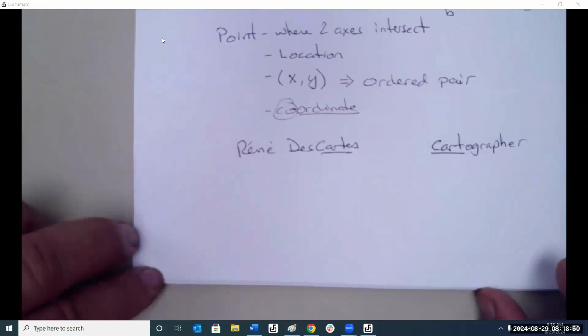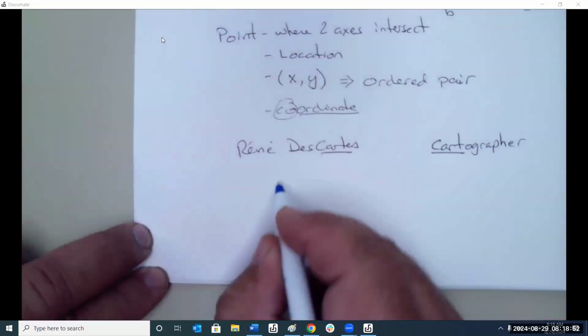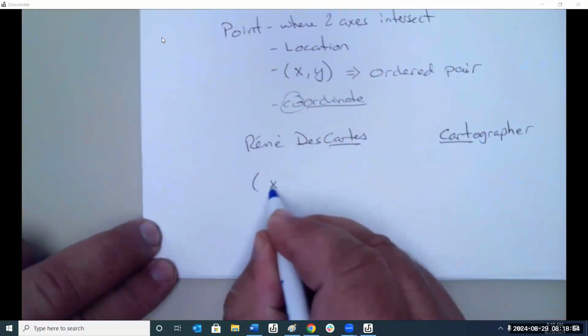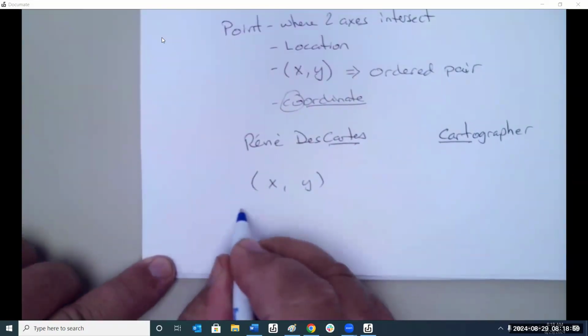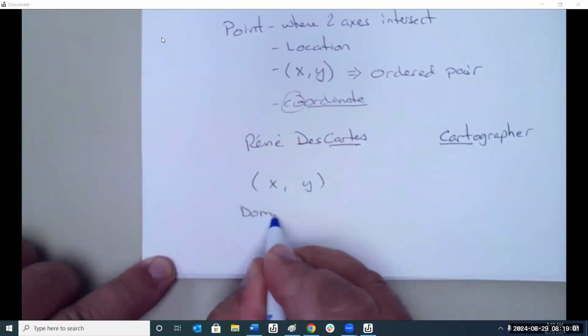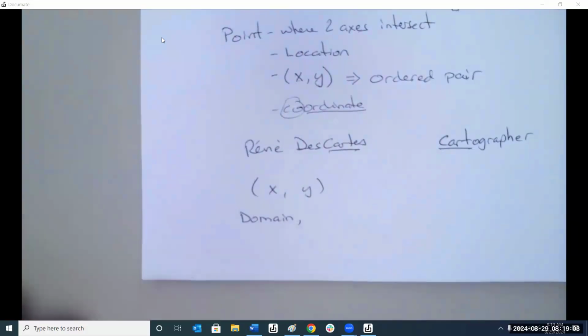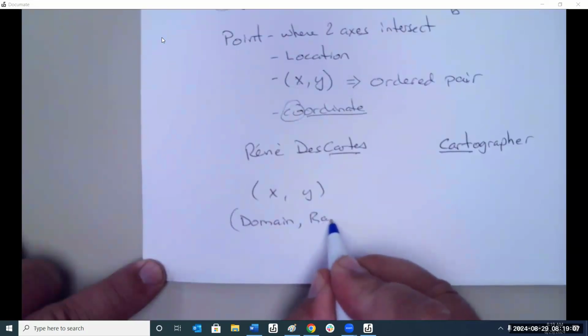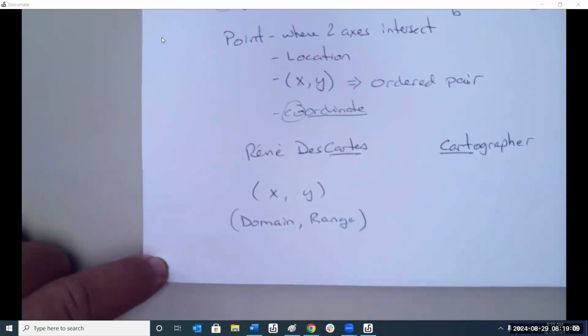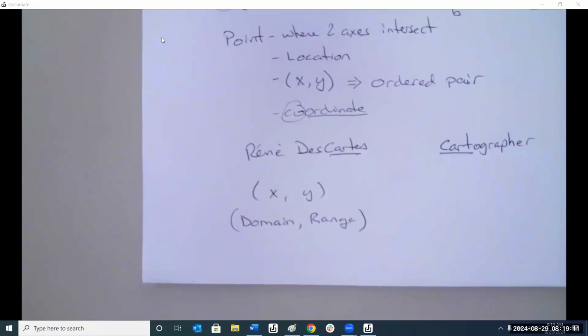We also have other names for these. For all the X's, we'll call those the domain. And the range will be the Y values. If you ever can't remember which one goes to which, think alphabetically. X comes before Y, D comes before R.